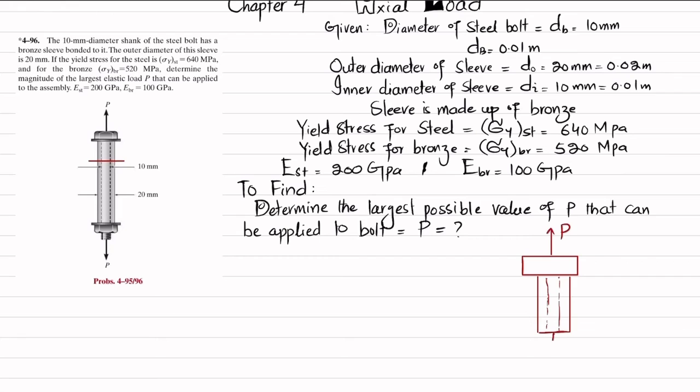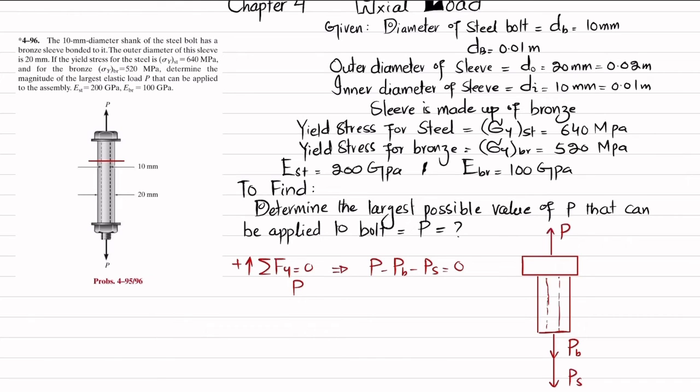When you cut it, some portion of this load will be taken by the bolt. This is PB, the load taken by the bolt, and some portion of the load is taken by the sleeve, which is represented as PS. So we will apply the equation of equilibrium: the sum of all forces along the y direction must be equal to 0, and upward force is taken as positive.